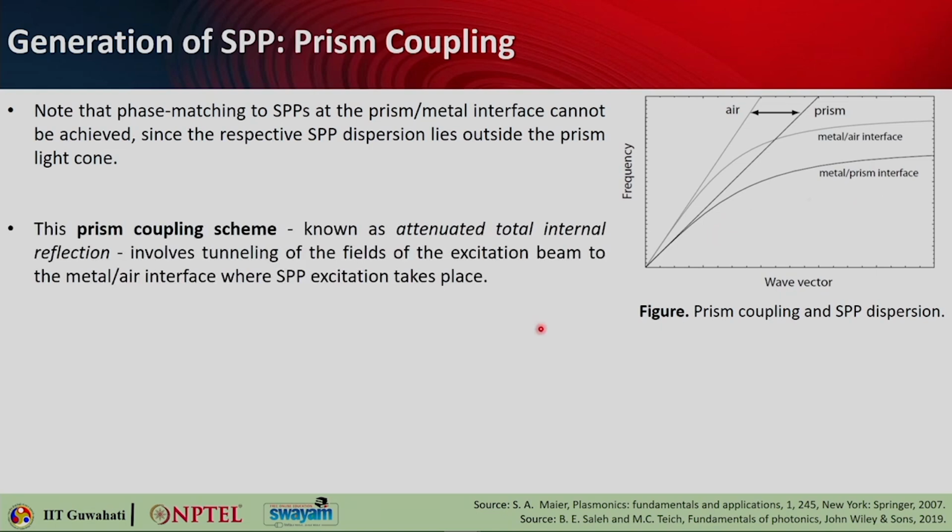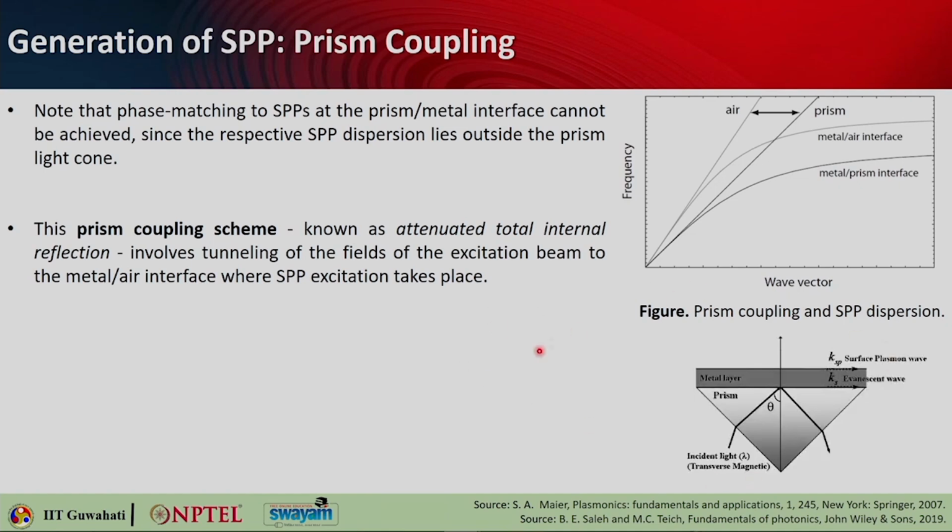Fine. So, this particular prism coupling scheme is also known as attenuated total internal reflection, and it involves tunneling of fields of the excitation beam to the metal air interface where SPP excitation is taking place. So, if you look into this particular diagram, here is the prism, you have a thin metallic layer and then you have air on the other side. So, this is the incident beam. Typically, as we have seen, only TM excitation is allowed. So, you can think of a TM beam to be incident, that is total internal reflection.